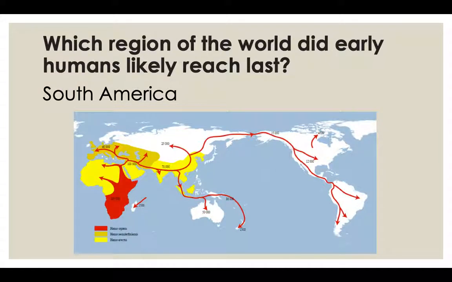Which region of the world did early humans likely reach last? So this is excluding Antarctica. So the answer is South America. You can see, looking at this map, from Africa, the furthest away they could possibly get is South America. So that's the answer.